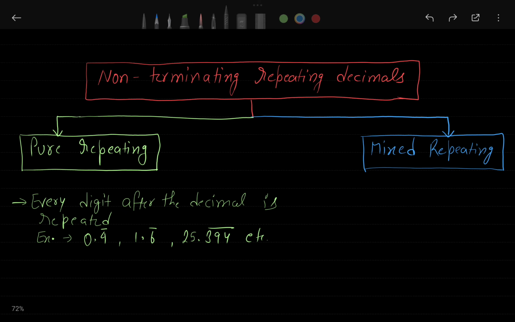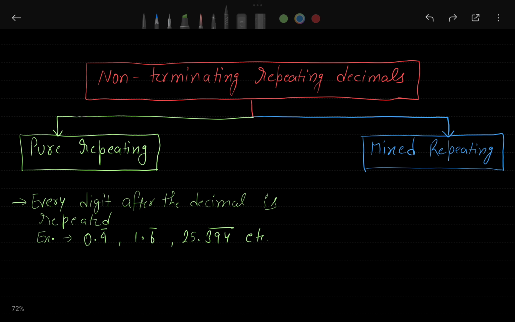If in a decimal number every digit after the decimal is being repeated, then the decimal number is known as pure repeating. For example, you can see 0.4 bar. There is only one digit after the decimal, that is 4, and the 4 is being repeated infinitely many times. This means this is a pure repeating decimal number.